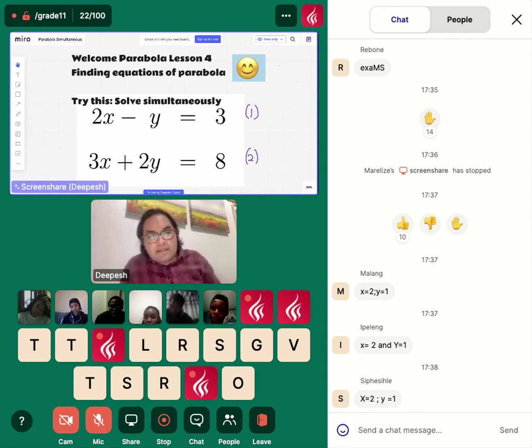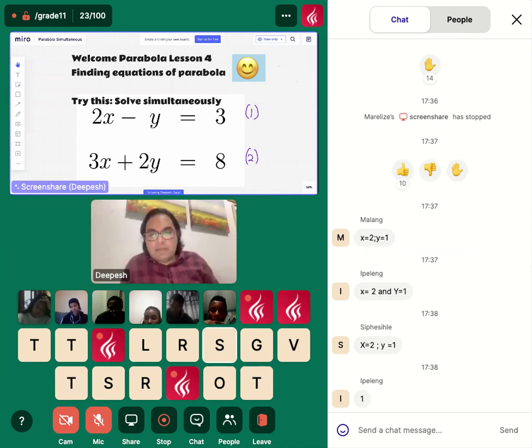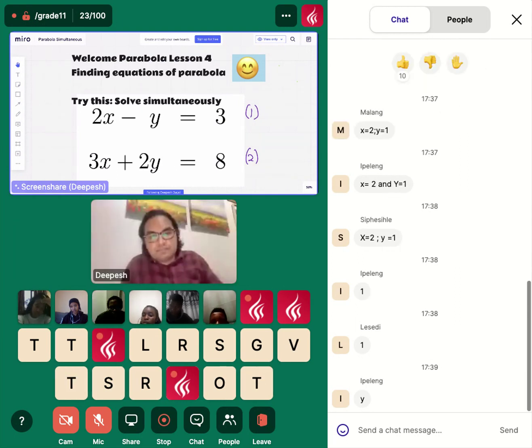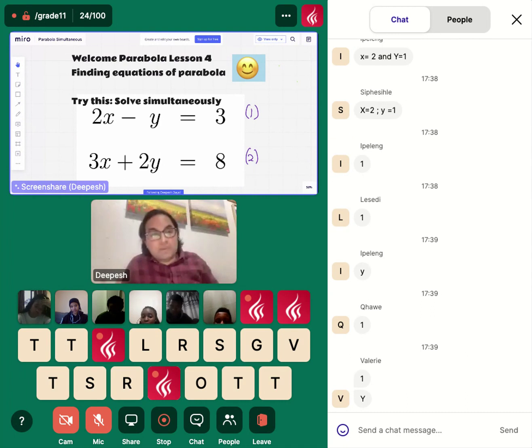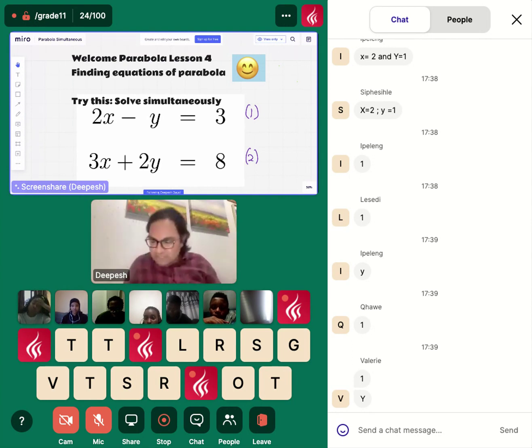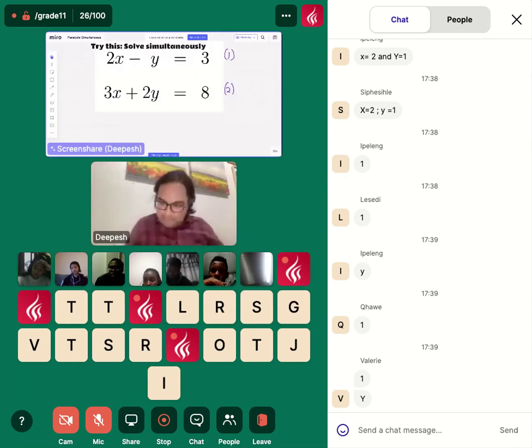Which equation looks easier, 1 or 2? What do you think? Equation 1. And in equation 1, we can easily make what subject of the formula? Y. Yes, the y. Equation 1 is easy because we just have y on its own. We don't need to divide. If we had 3y or something, we'd have to divide and it would be complicated. Like the second one has 2y. We want to choose the easiest one. So let's choose equation 1, and in equation 1, we're going to make y the subject of the formula.